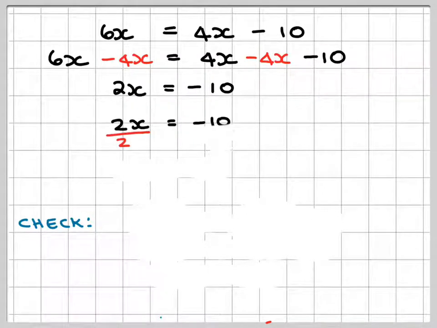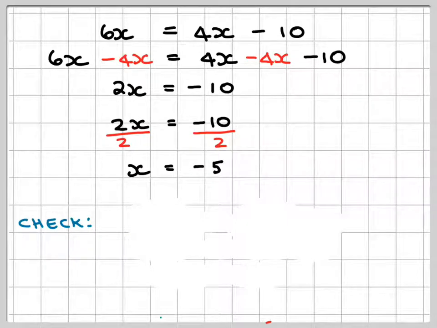So there's the original, and then we divide by 2. Now you can see these two are going to cancel out, and 2 is going to go into 10 minus 5 times. Don't forget your sign here. Okay, always pay attention to your signs. So let us simplify that on the next line. x is equal to minus 5.